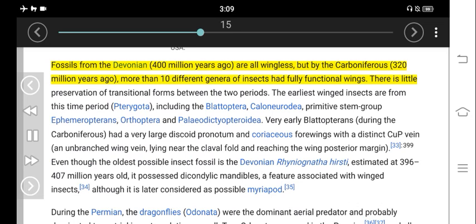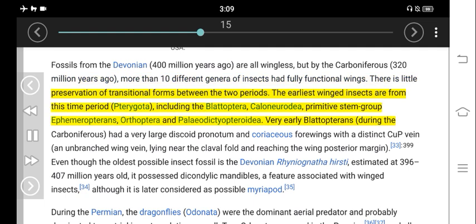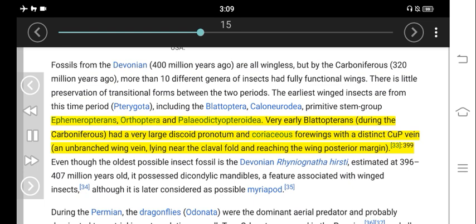Fossils from the Devonian 400 million years ago are all wingless, but by the Carboniferous 320 million years ago, more than 10 different genera of insects had fully functional wings. There is little preservation of transitional forms between the two periods. The earliest winged insects are from this time period: Pterygota, including the Blattoptera, Caloneurodea, primitive stem group Ephemeroptera, Orthoptera and Palaeodictyopteroidea. Very early Blattopterans during the Carboniferous had a very large discoid pronotum and coriaceous forewings with a distinct cubital vein, an unbranched wing vein, lying near the claval fold and reaching the wing posterior margin.